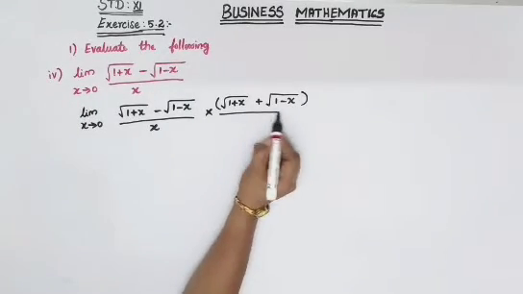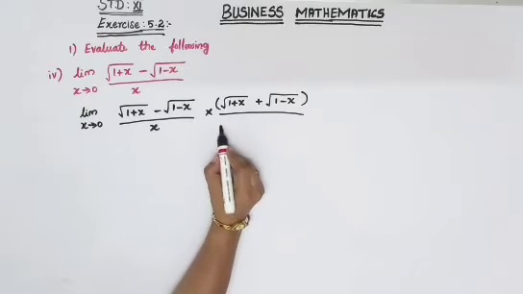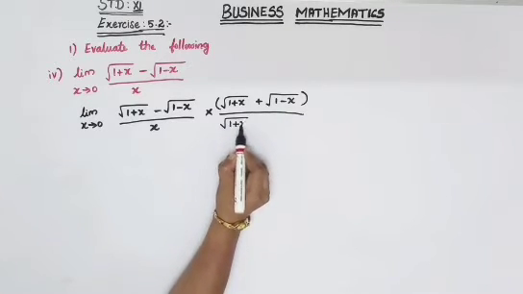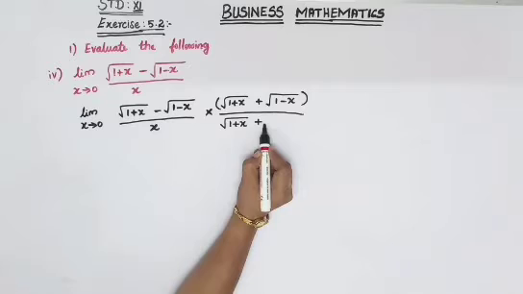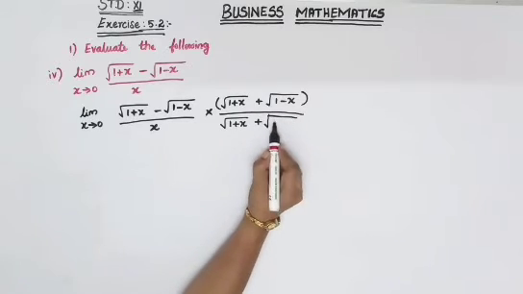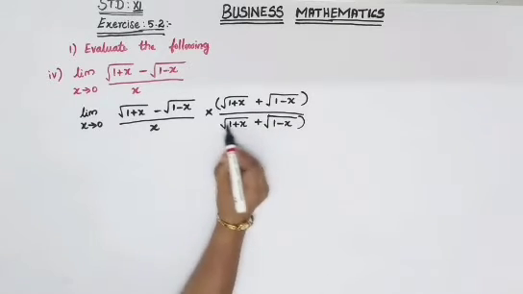Denominator divided by the same term as it is, root of 1 plus x, again plus. Don't change your symbol. It's as it is. So root of 1 minus x.